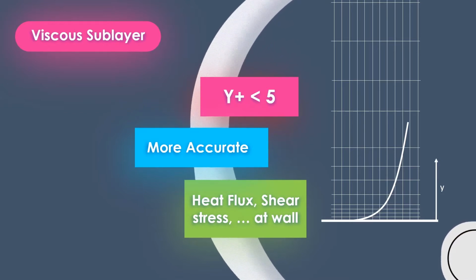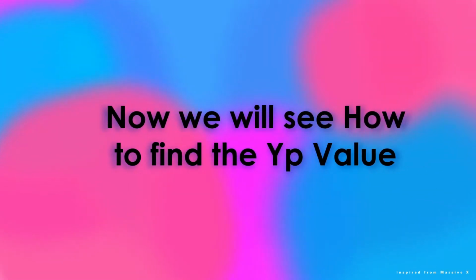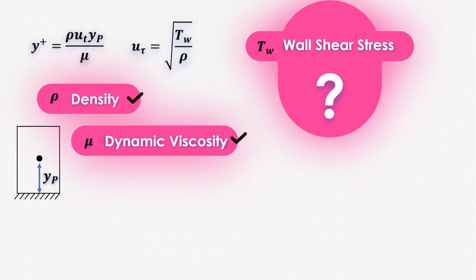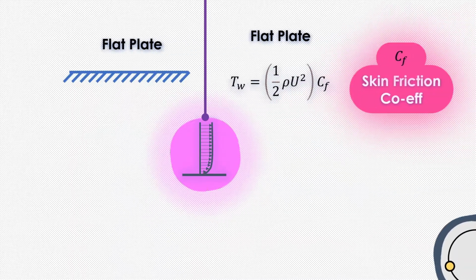Now we will see how to find the YP value, that is the absolute distance from the wall to the center of the cell. Note that twice the YP is our first cell size. In the Y plus equation, the only term that we don't know is U tau, and U tau is equal to the root of wall shear stress divided by dynamic viscosity. And wall shear stress is a result of CFD, so for an approximate Y plus value to start with, we take the values of a flat plate.